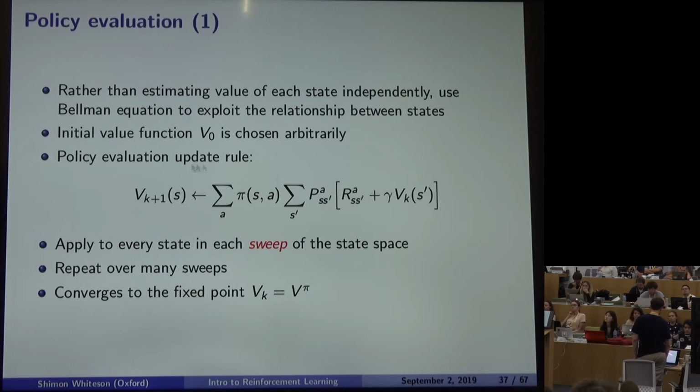So if we perform this update for every state in the state space, that's called a sweep. We sweep through all the states in the state space. We perform this update to go from V_k to V_k+1. Now, if we do a number of sweeps, then eventually this will converge to a fixed point, and that fixed point will be the true value of the arbitrary policy whose value we're trying to compute.